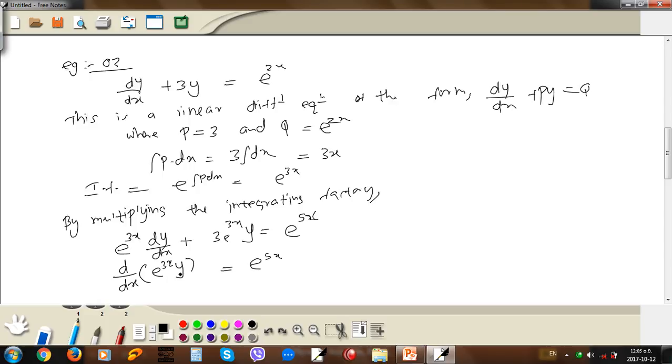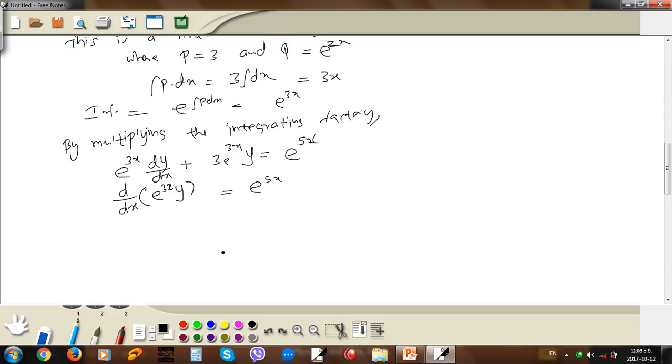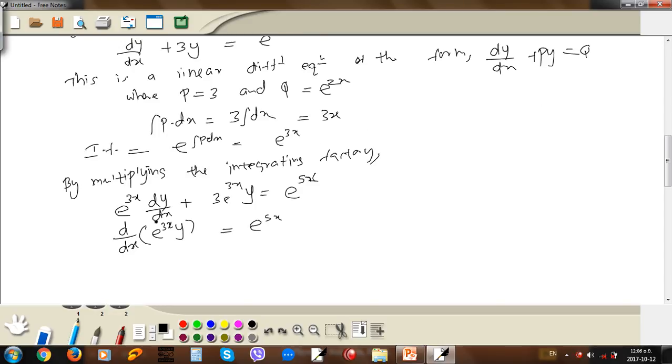We'll see if our calculations are correct. First we differentiate e^(3x) times dy/dx, that term is correct. Then y times e^(3x), and the differentiation of 3x is 3, yes, that is correct. Now we can separate the variables and integrate: d(e^(3x) y) equals e^(5x) dx.